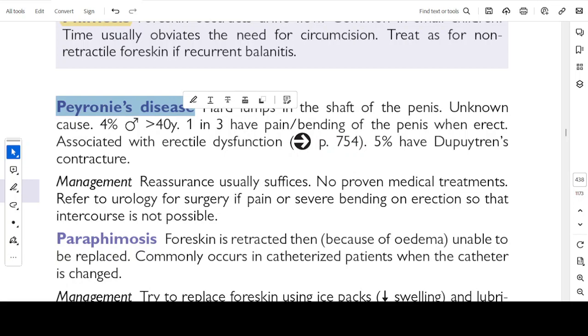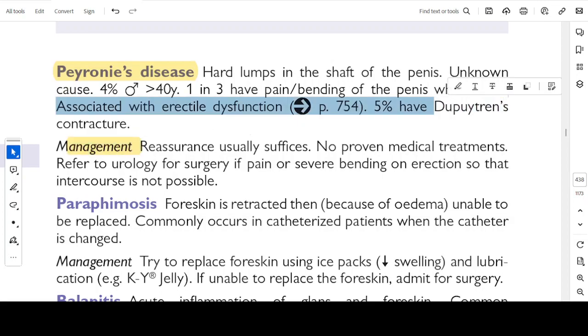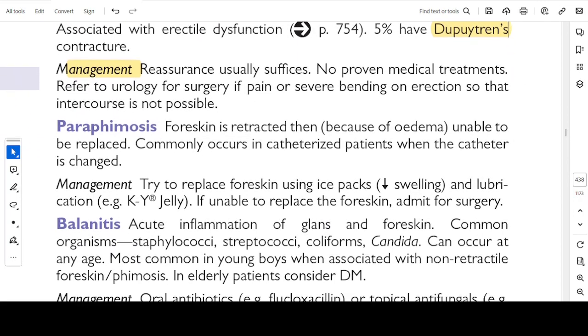Peyronie's disease. Hard lumps in the shaft of the penis. Unknown cause. 4% in males more than 40 years. 1 in 3 have pain, bleeding of the penis when erect, associated with erectile dysfunction. 5% have depressed contracture. Management: reassurance usually suffices. No proven medical treatments. Refer to urology for surgery if pain or severe bending or erection so that intercourse is not possible.